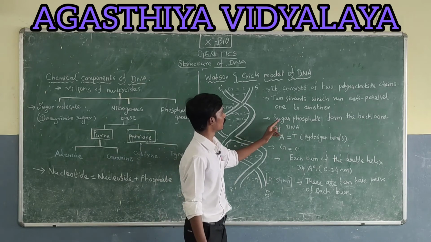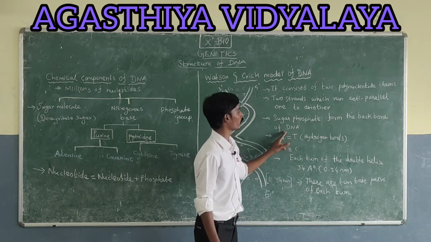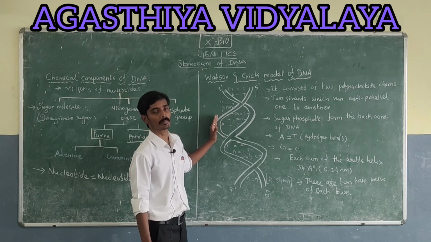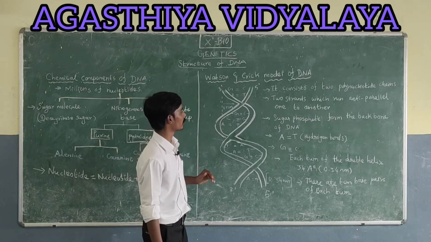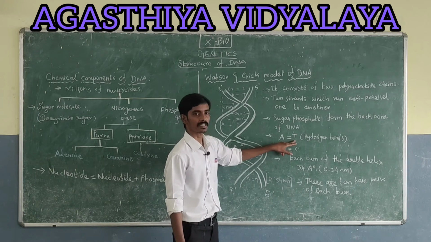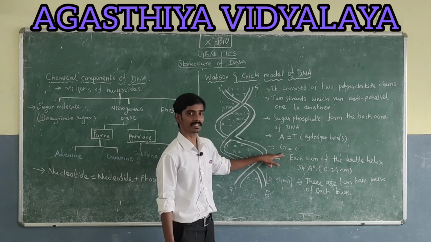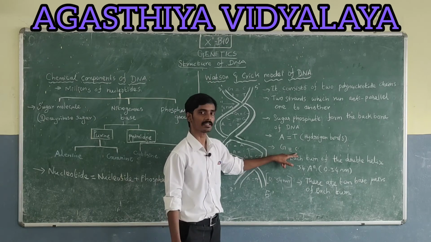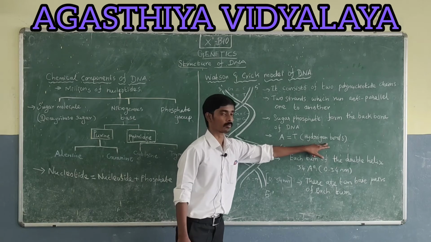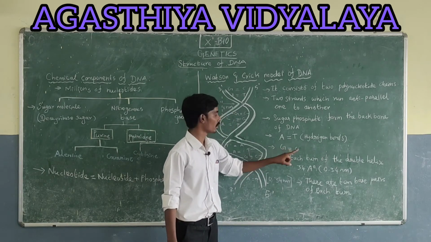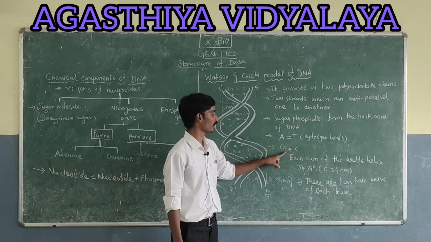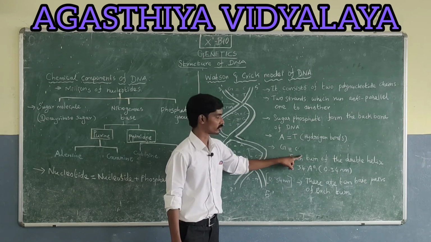And the third point is that sugar and phosphate form the backbone of DNA. The sugar molecule is most important in forming the backbone of DNA. And next, A indicates adenine, T indicates thymine, G indicates guanine and C indicates cytosine. Adenine is always bound with two hydrogen bonds, that is A double bond T. Guanine always binds with three hydrogen bonds, that is G triple bond C.